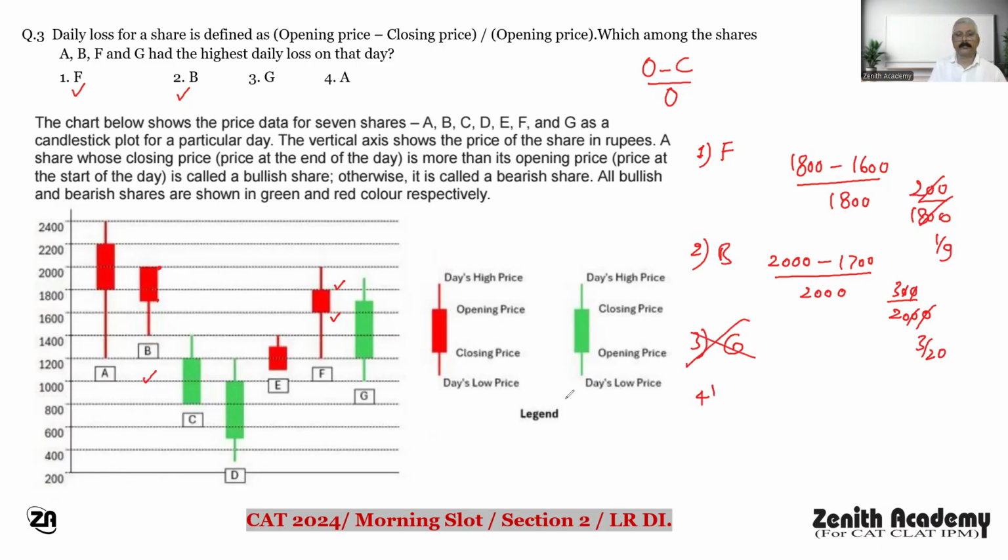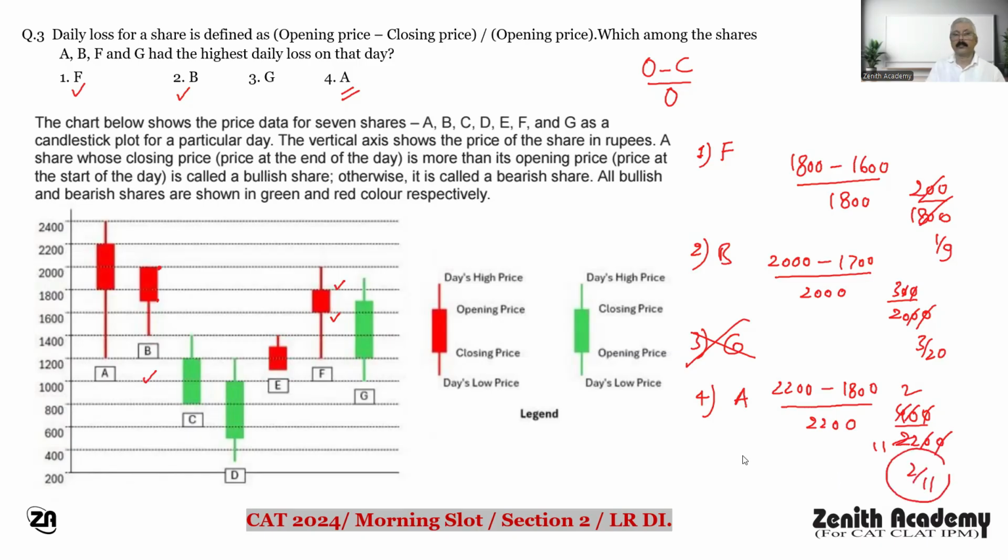Now fourth. Fourth is A. For share A, the opening is 2200 and the closing is 1800 over opening 2200. So this is 400 divided by 2200. So this is going to be 2 by 11.